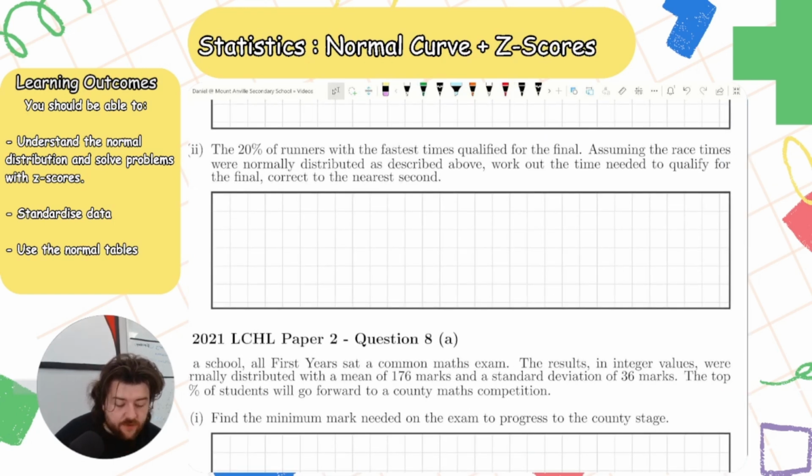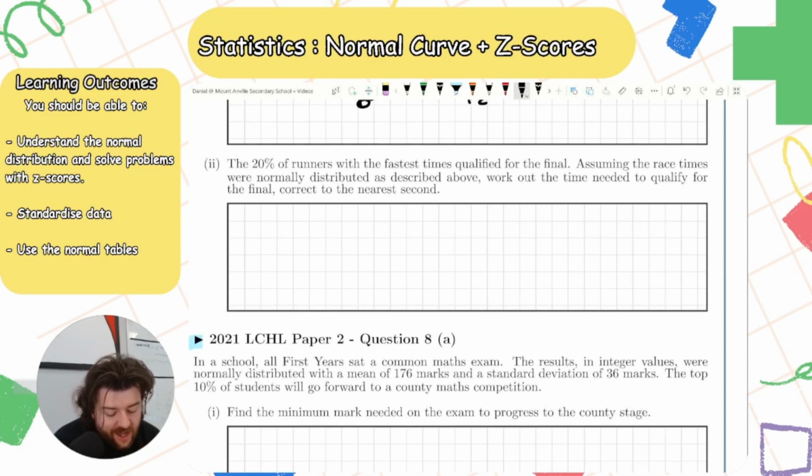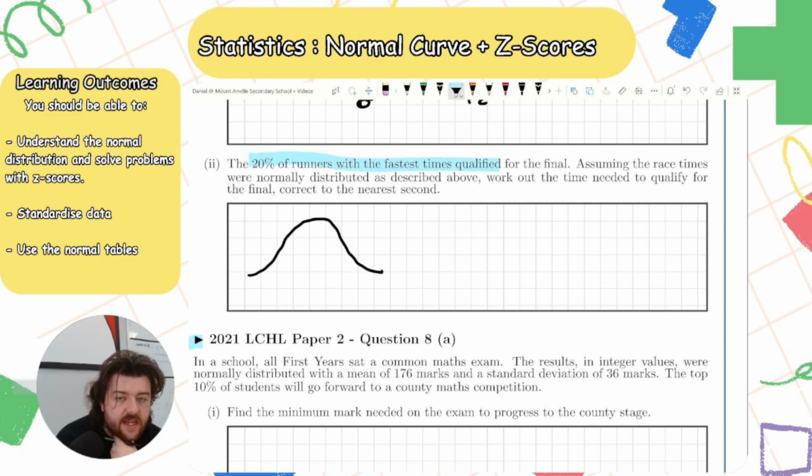The 20% of runners with the fastest times qualify for the final. Assuming the race times are normally distributed above, work out the time needed to qualify for the final. So we need to sketch this out for a second, because it's a tricky one. It says here 20% of runners with the fastest time qualify. So what most people would think is, okay, we're looking for the area of the top 20%.